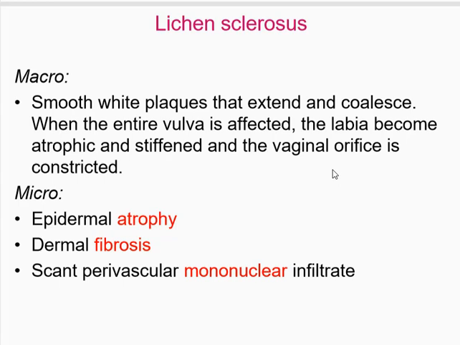Microscopically, the top of the lesion shows atrophic epithelium, and beneath this atrophic epithelium we see increased dense connective tissue, and this is referred to as dermal fibrosis. Also reflecting the inflammatory nature of this lesion, there is a perivascular mononuclear lymphocytic infiltrate, which is generally scant.